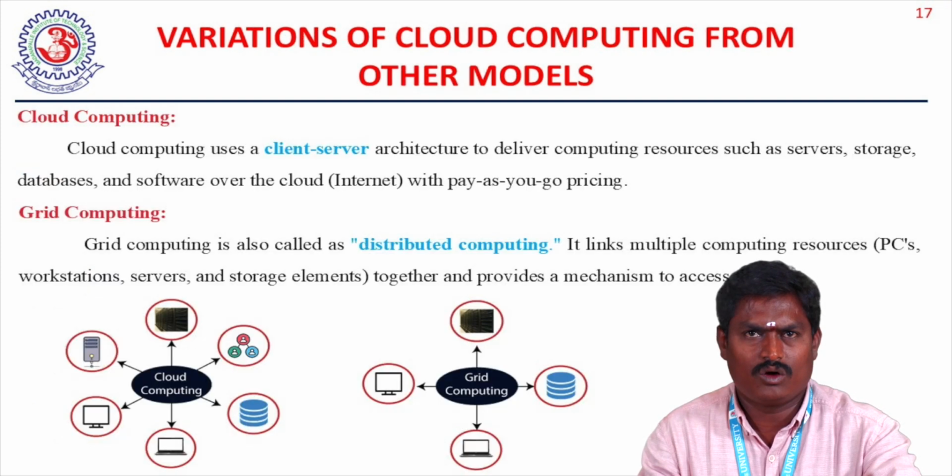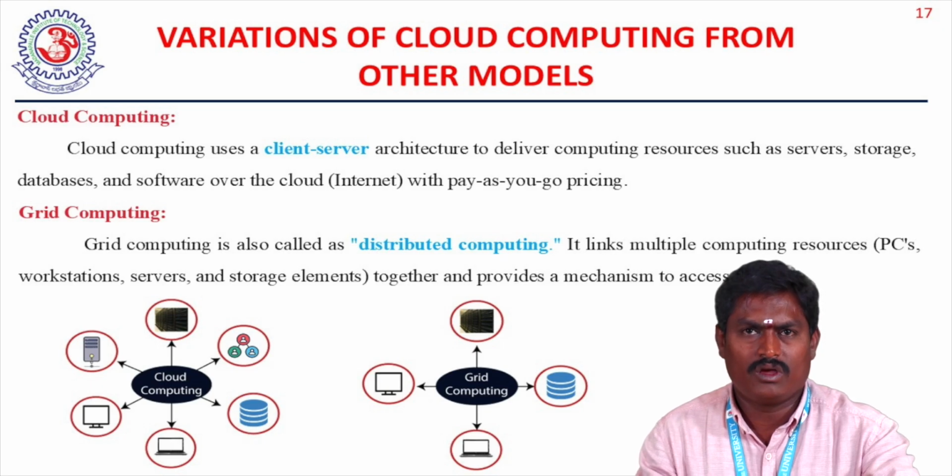And then here, what are the variations of cloud computing from other models? Cloud computing uses the client-server architecture to deliver computing resources, that is servers, storage, databases, and software, over the cloud with a pay-as-you-go pricing model. This is cloud computing. It provides the delivery of services over the internet to the users. That is cloud computing, with the pay-as-you-go pricing model.